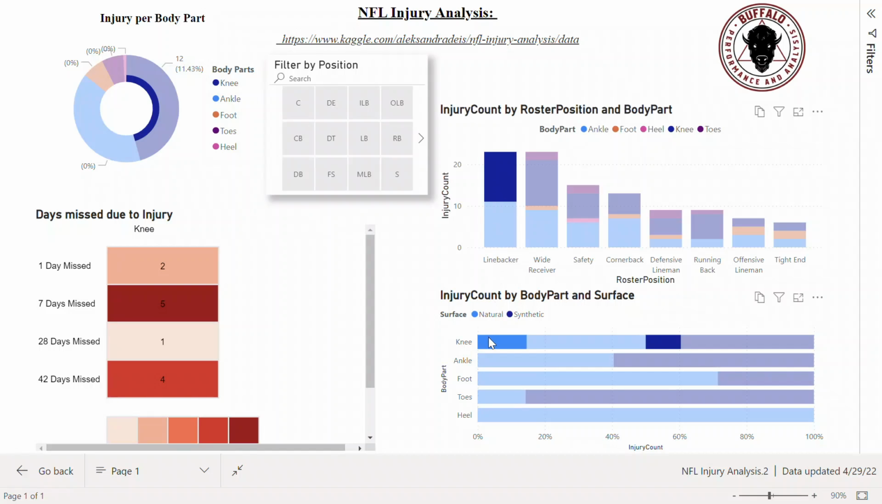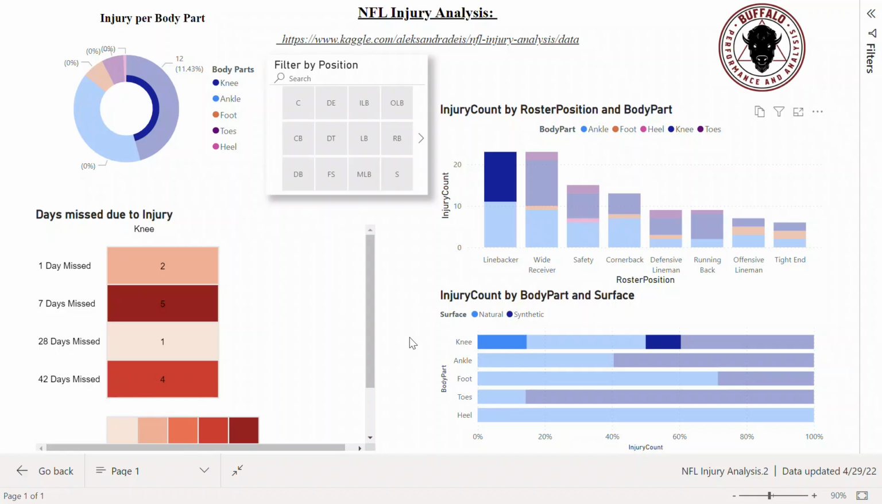We can take a look at the playing surface that the athlete was on. Again, we're taking a look at the 12 knee injuries that occurred on linebackers. We see that of those 12, about half of them, a little bit over half of them, occurred on grass, while a little bit under half of them occurred on turf or synthetic. So then we can take a look and see if there's any correlation between linebacker knee injuries and the playing surface that they're on.